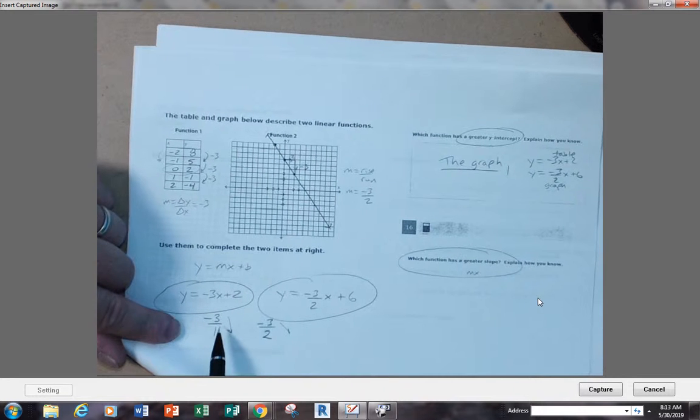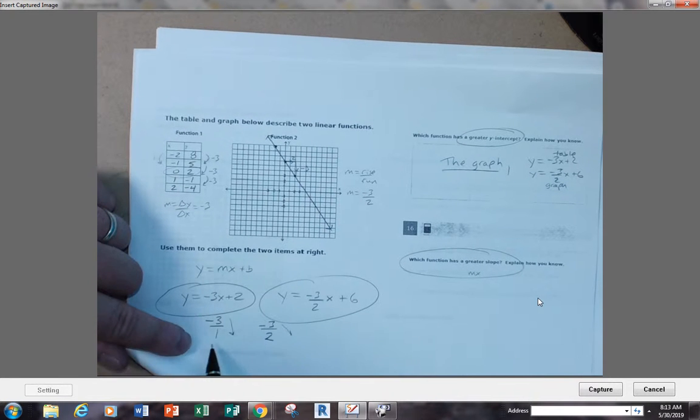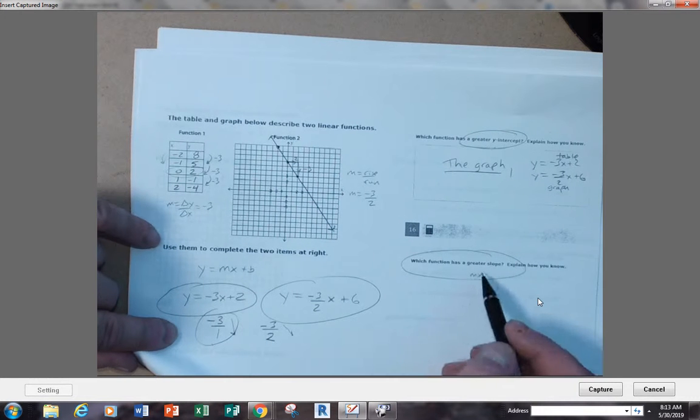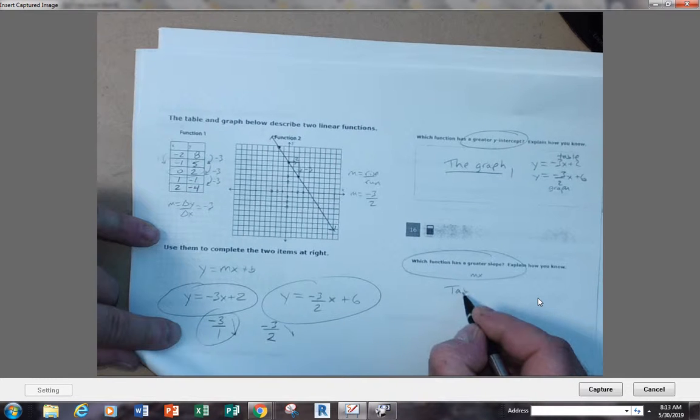Every time you go over just one box, you're going down 3, but this one you have to go over 2 before you go down 3. So that makes this a slightly bigger rate of change. That's really tricky, I know, but this one is a quicker rate of change going down than this, barely slightly. Memorize this one. So which one has a greater rate of change, or greater slope? You would say the table.